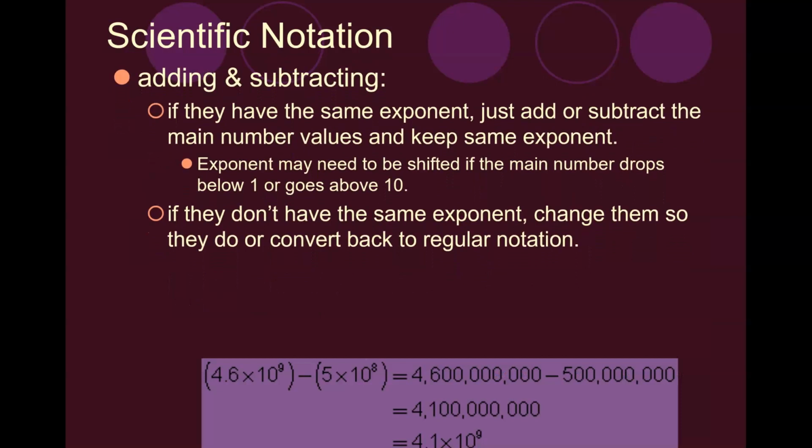So let's look. When we talk about adding and subtracting with scientific notation, if they have the same exponent, just add or subtract the main number values and keep the exponent. Exponents may need to be shifted if the main number drops below 1 or above 10. If they don't have the same exponent, change them so they do, and convert back to the regular notation.